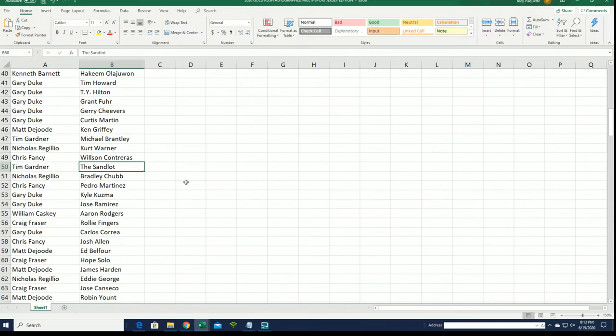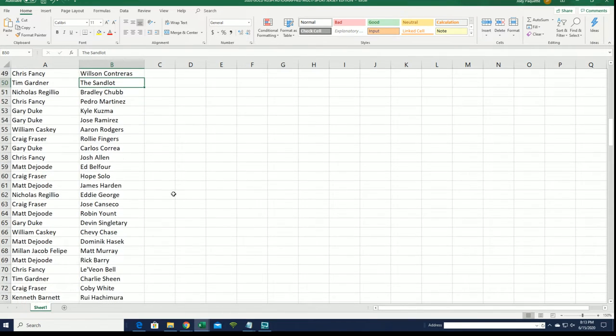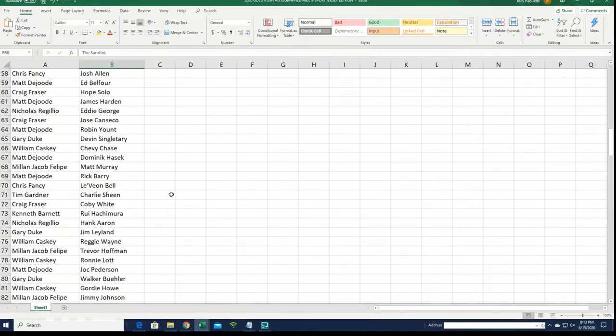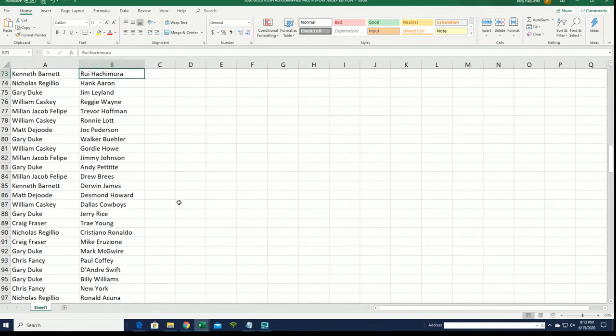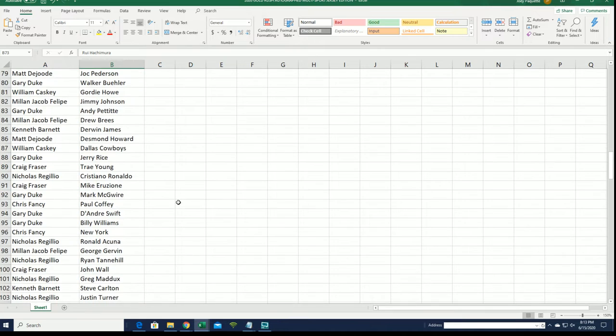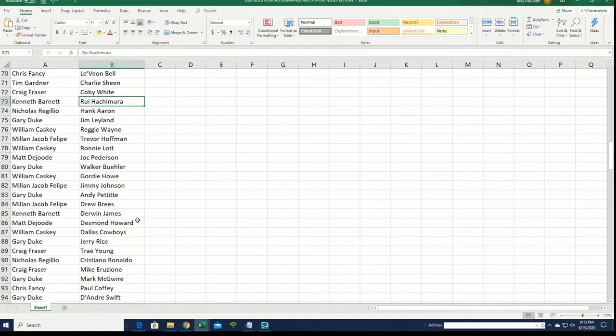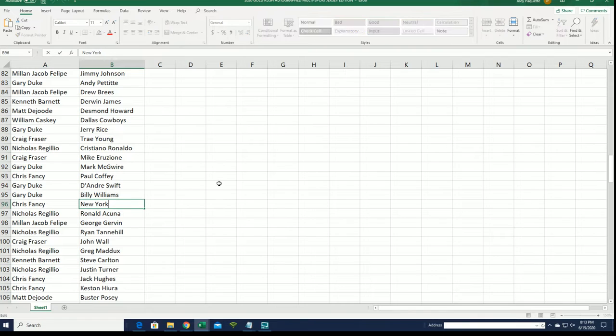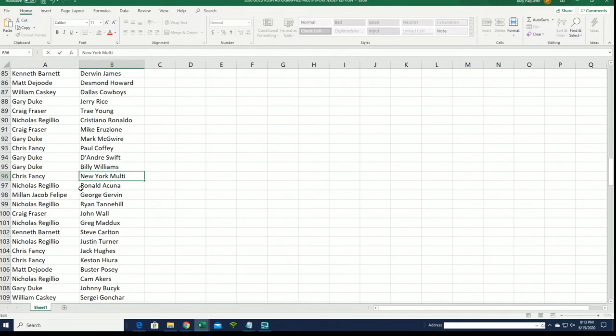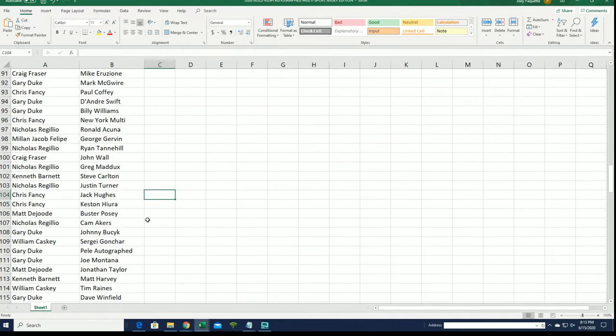Could be a multi-signed Sandlot for Tim. Could be a rookie like Ja Morant. Kenneth, wouldn't that be great if it was the Wizards rookie? Could be a New York multi. We need to put multi on that. But that's multi for Chris right there.